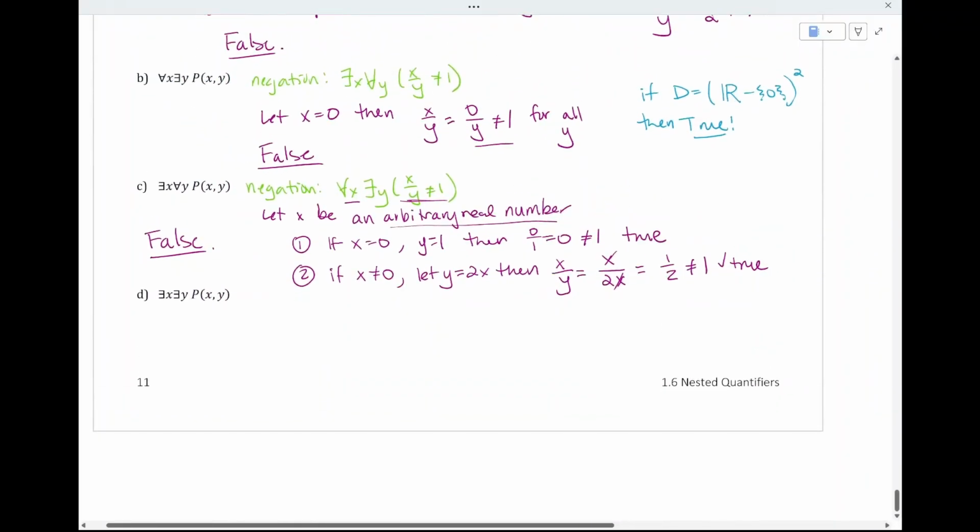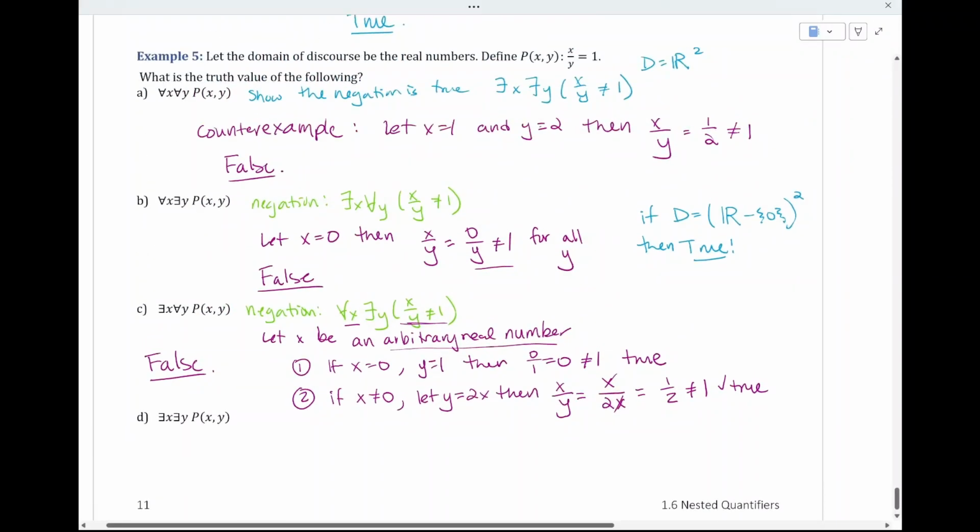D. There exists an x and a y such that p of x y is true. So I think this one is probably going to be true. There exist some values that'll make this work. This one is often true. Let's check it out. Let's find one example that this works for. So here's my example. Let's let x be equal to y be equal to 1.